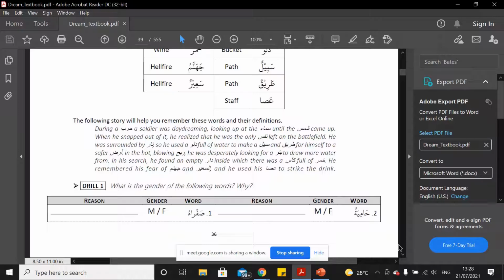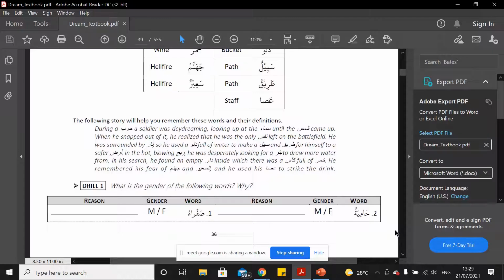To draw more water from. In his search, he found an empty house. Inside it, there was a ka'as, a glass, a glass full of khamr, wine. He remembered his fear of Jahannam and sa'ir. Yeah, this is also a word for hellfire. And he used his asa, stick, to strike the drink.